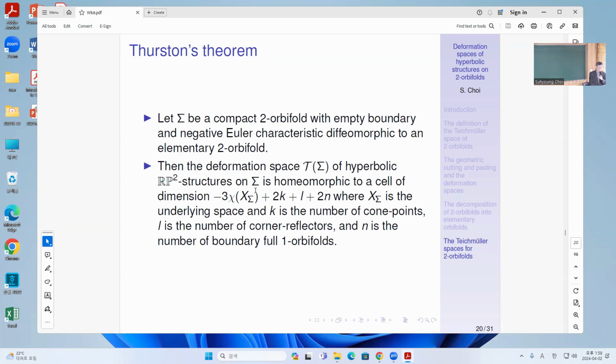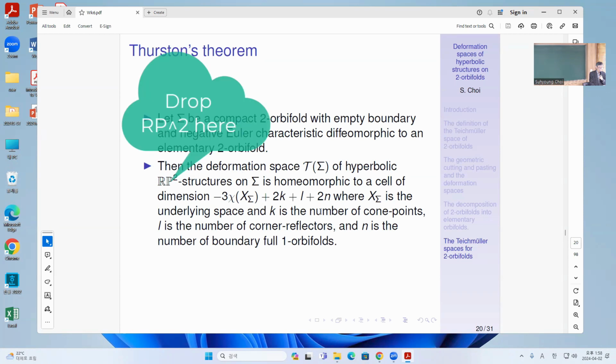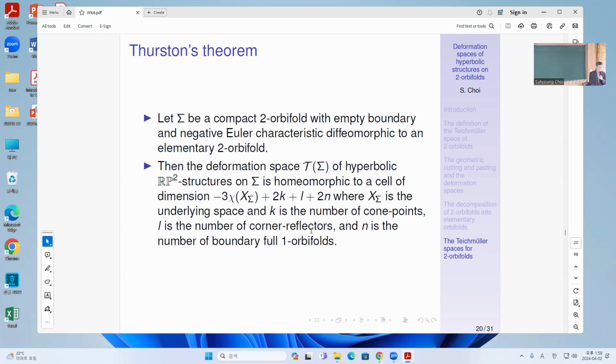After that, you can prove Thurston's theorem that the hyperbolic RP2 structure on, maybe this should be dropped, sorry, is homeomorphic to a set of dimension like this, where K is the number of cone points, L is the number of corner reflectors, and N is the number of boundary one-orbifolds. Okay, I will do that next time. So I will end the lecture here today.